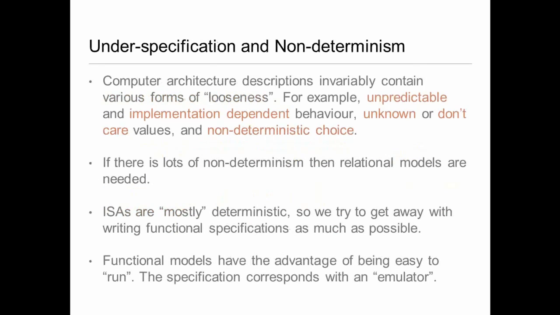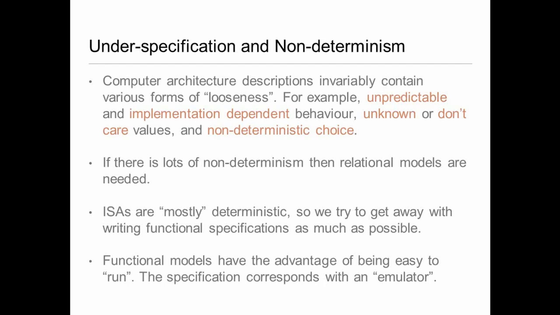One important thing which needs to be considered is how you deal with all these nasty, unpredictable and implementation-dependent features. Certainly if you're looking at the ARM documentation, it's littered with things which are described as being unpredictable. Other things are described as being unknown or don't care values, and there's also sometimes non-deterministic choice. Normally when you're formalizing these things, if there's a lot of non-determinism going on, you would often use relational models. But we're particularly interested in coming up with functional descriptions because we want to be able to run and emulate the architectures. For the most part, ISAs are mostly deterministic.